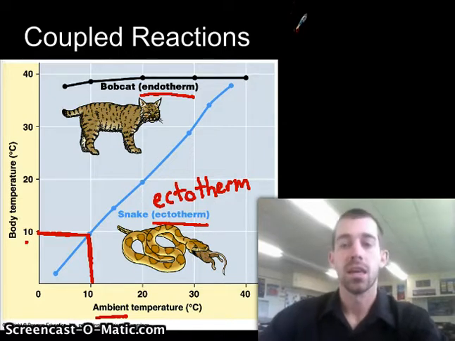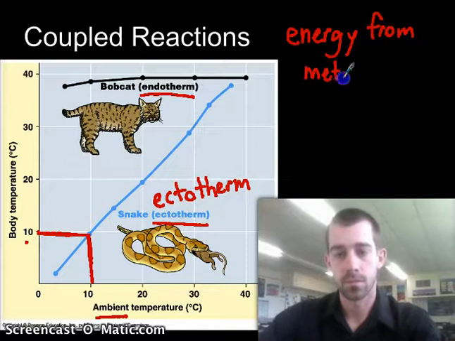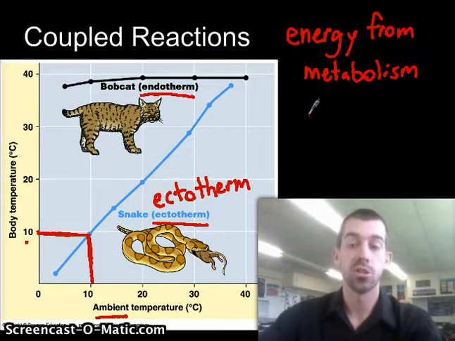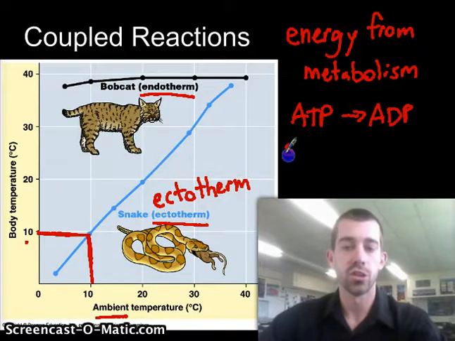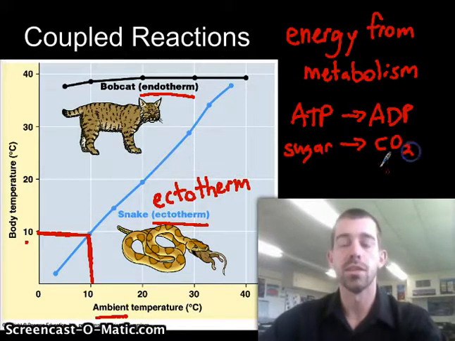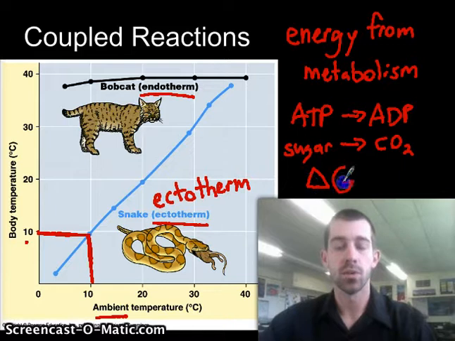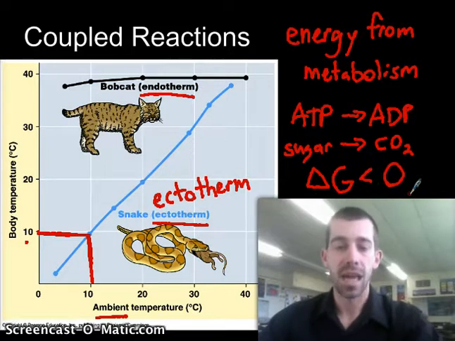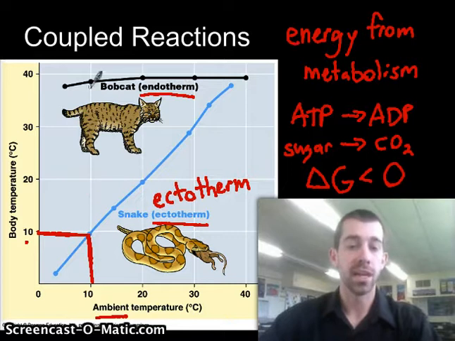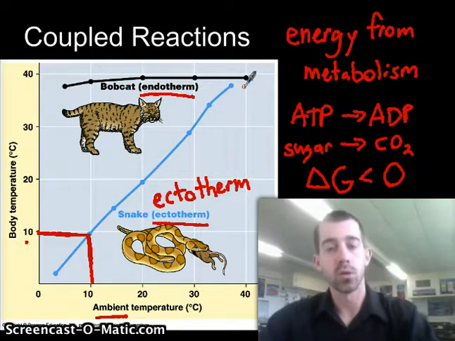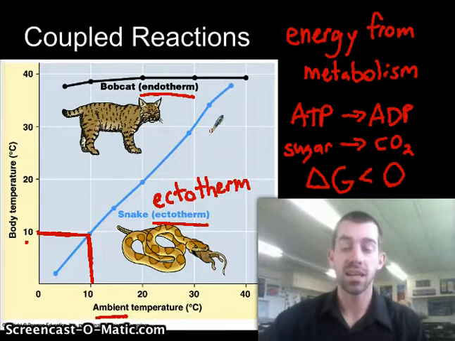And the way he does that is he uses energy from metabolism, basically transformations like turning ATP into ADP or breaking sugars down into CO2 in cellular respiration, in order to do nothing other than generate heat. And so these are all energy releasing reactions. They have a negative delta G. And the energy that's released is released in the form of heat and it keeps the bobcat warm. Obviously, that means that when it's colder outside, the bobcat needs to use more energy to keep warm, whereas when it's warmer, it uses less energy to keep warm. This is a really, really energy-intensive process. The bobcat uses a lot of its energy just to stay warm.